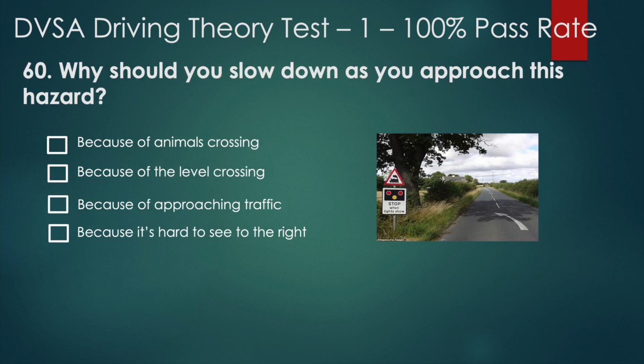60. Why should you slow down as you approach this hazard? A. Because of animals crossing. B. Because of the level crossing. C. Because of approaching traffic. D. Because it's hard to see to the right. And the answer is B. Because of the level crossing.